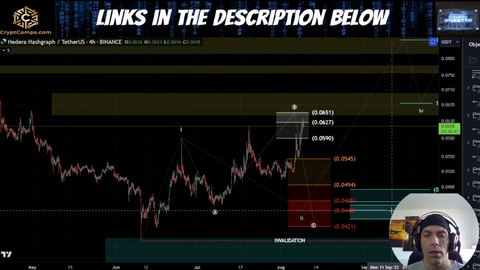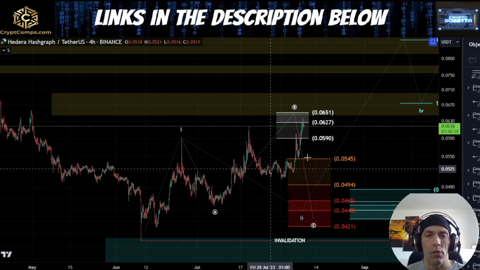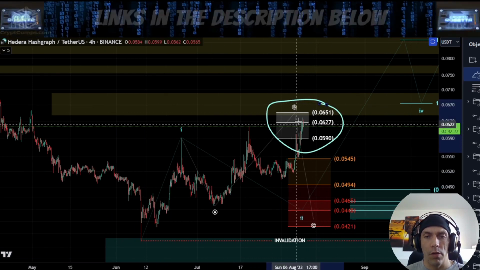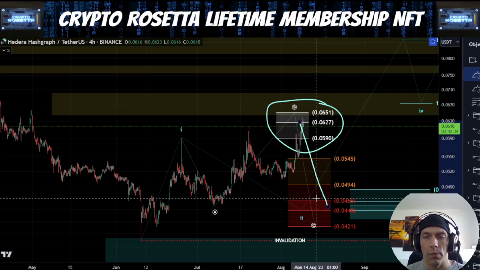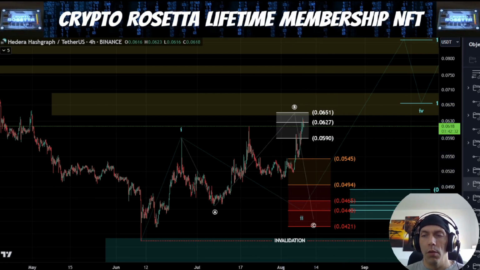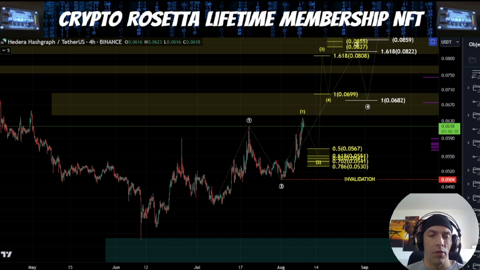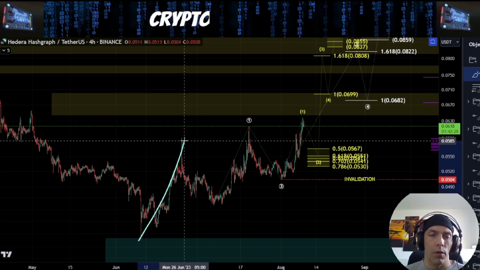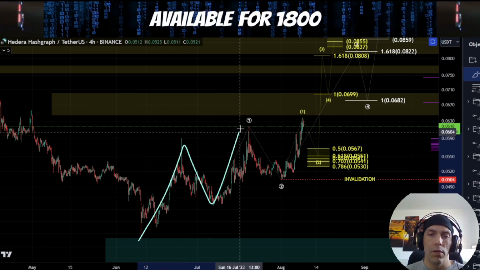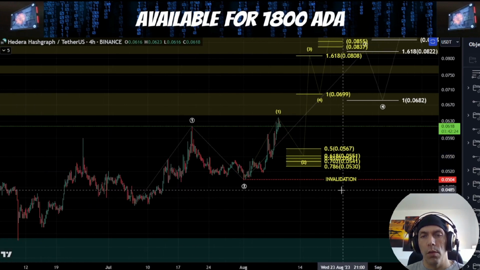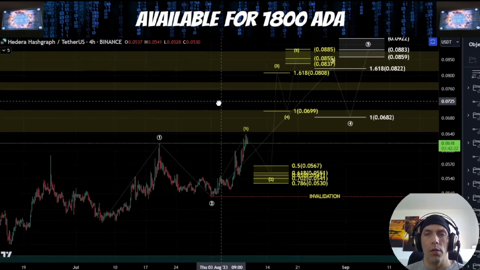So if we're looking at this idea, effectively we're saying that this is going to be our rejection area, and then we're going to see this move look to push down in 5 waves. Now, the other way we can look at this move is actually saying that we potentially have an extension here, where we count this as wave 1, 2, this is another 1, 2, and effectively what we'd then be looking for would be this white wave count here.